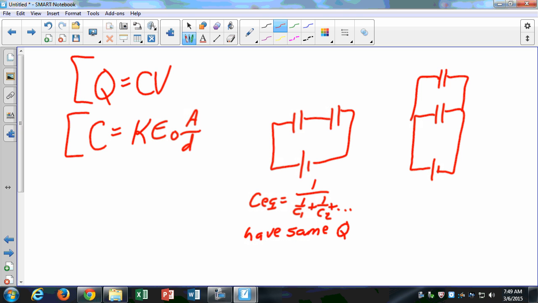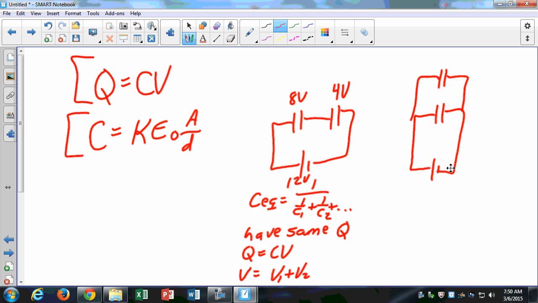Capacitors in series. For capacitors in series, Q equals CV, and V total is equal to V1 plus V2. That means, for example, if I have 12 volts here, and I have 8 volts here, that means I have to have 4 volts here.